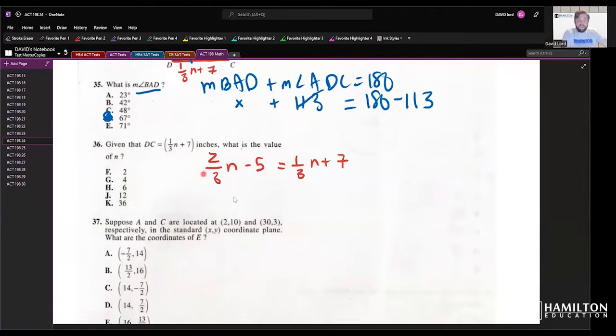Again, you can use your graphing calculator to solve this, but if you want to do it by hand, we can subtract 1/3 n from both sides and get 1/3 n. And we could add the 5 to the other side, making it equal to 12. Multiplying both sides by 3 gives us n is equal to 36, and that is why K is our answer.